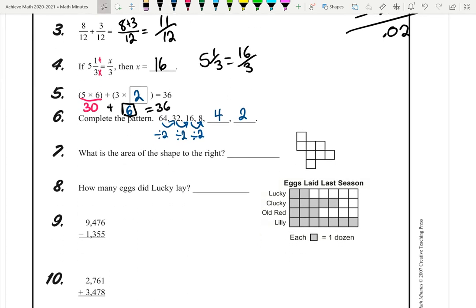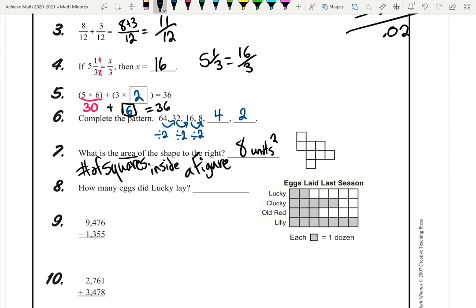Number 7, what is the area? Area means the number of squares inside a figure. So, how many squares are inside of that figure? I count, and I'm going to go ahead and reveal that it's going to be 8 units that are squares. This essentially means unit squares is a fancy way to say 8 squares.